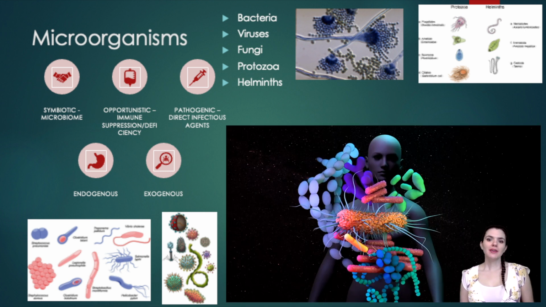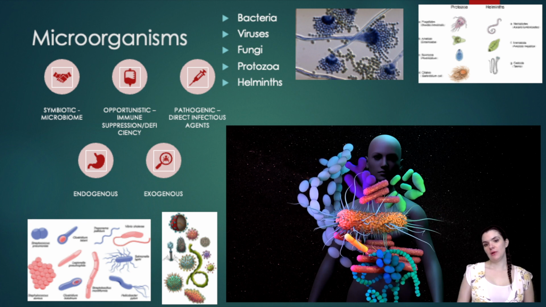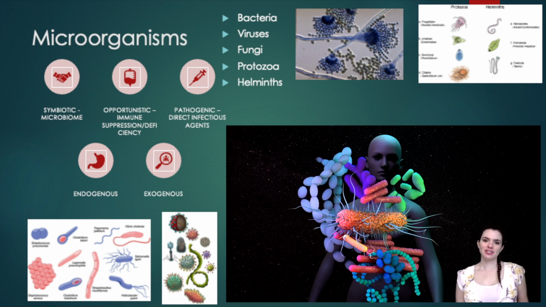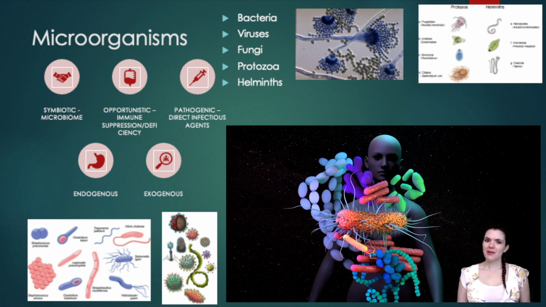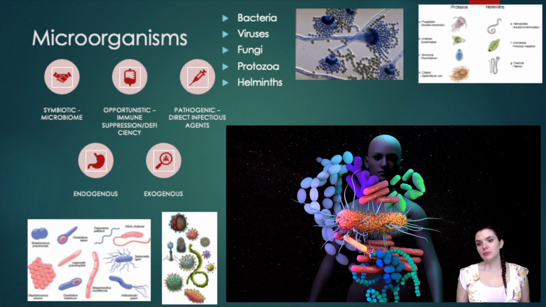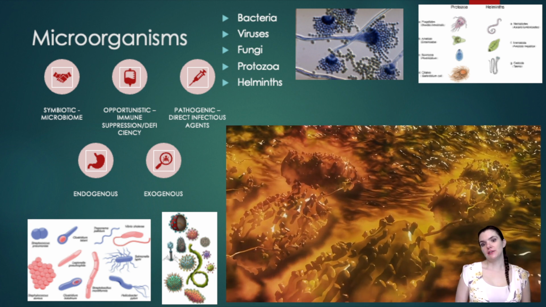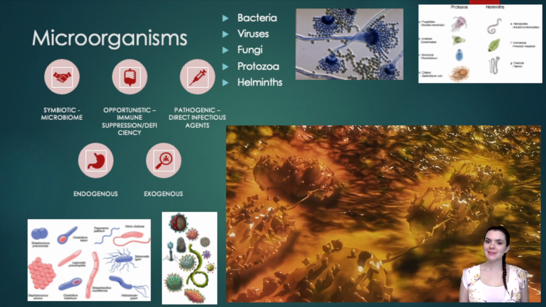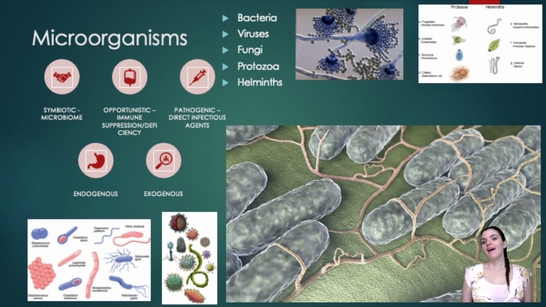Additionally, we can look at microbes as endogenous, those that are found within the human body normally, and exogenous, those that are introduced to the human body, but are not normally found there. For example, endogenous microbes would be E. coli bacteria in the intestines, whereas Clostridium botulinum, causing botulism, would be exogenous.